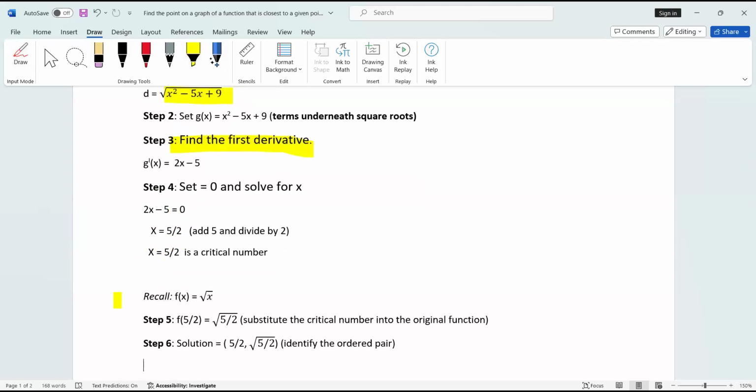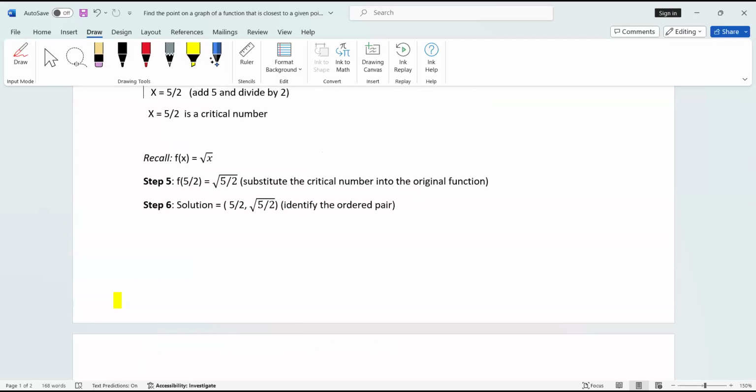Now recall the given function. We were given this function, f(x) equals square root of x. Now we'll substitute that critical number for x. So what is the value of this function when x is 5 halves? It's the square root of 5 halves. So our point will be identified in the last step as our x coordinate, which is our critical number, 5 halves, and the y coordinate would be square root of 5 halves. So the closest point to that given point on the function would be (5 halves, square root of 5 halves).